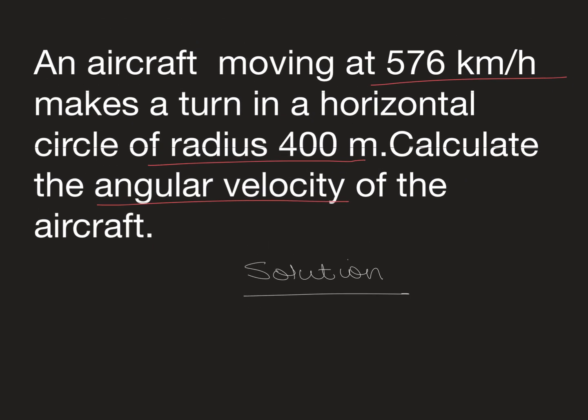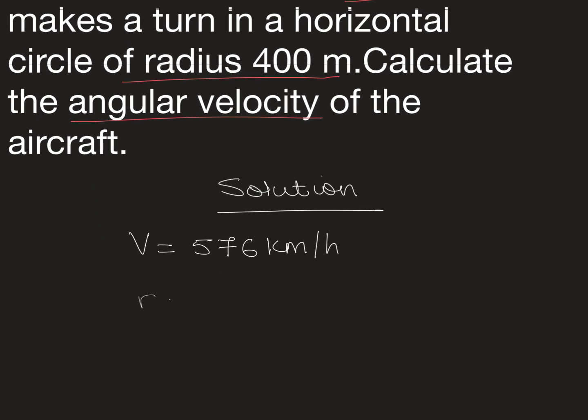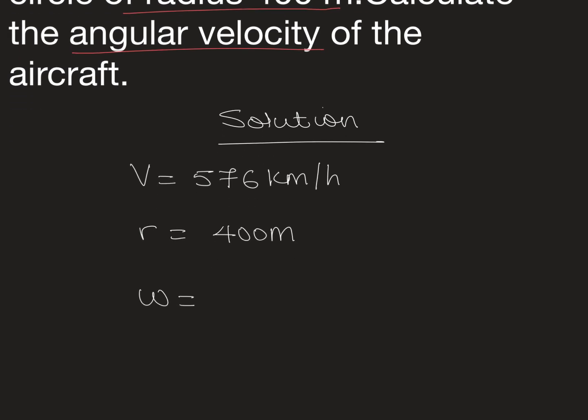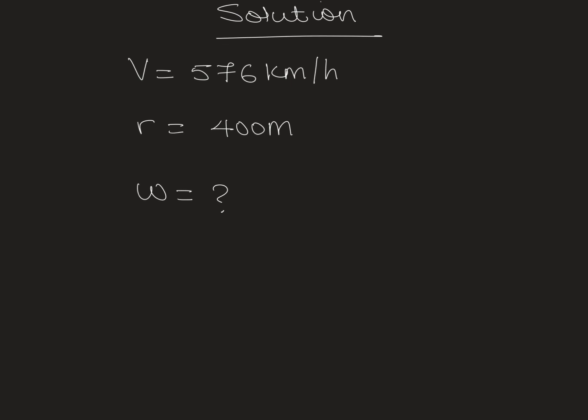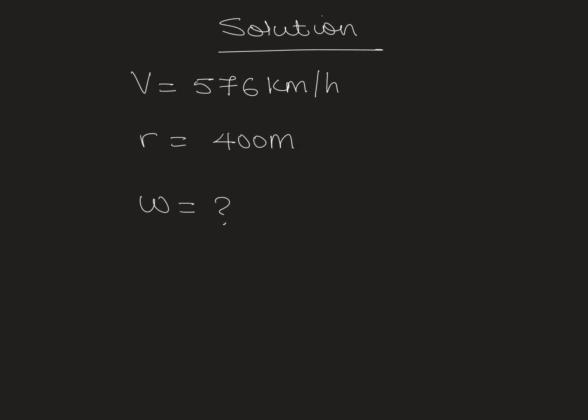The linear velocity of the aircraft is 576 kilometers per hour, and the radius is 400 meters. So we want to find the angular velocity omega. Now, what we first have to do is to convert the linear velocity into meters per second.